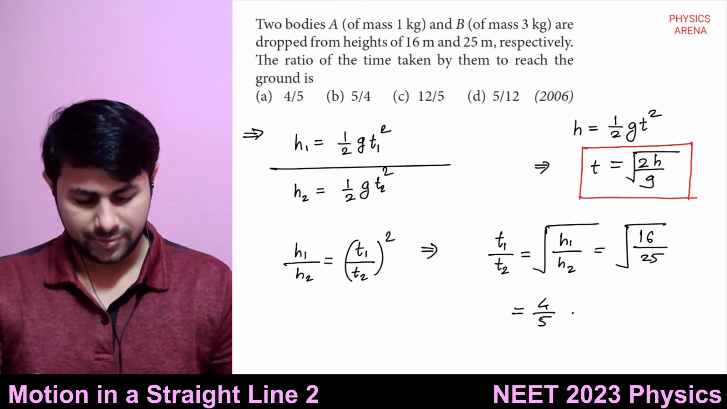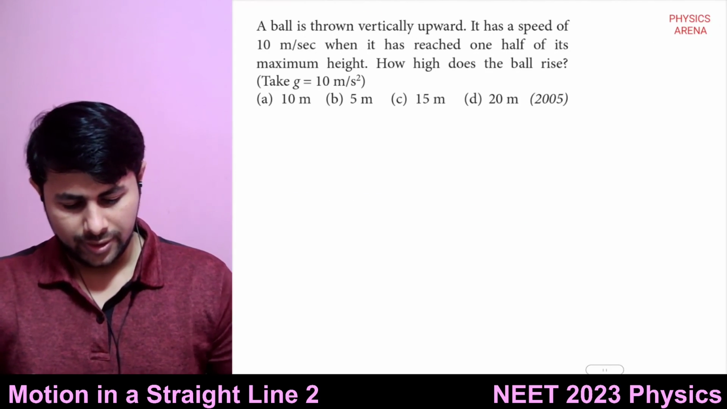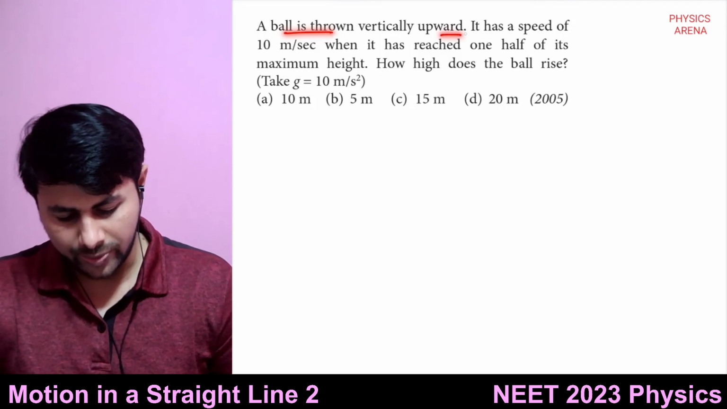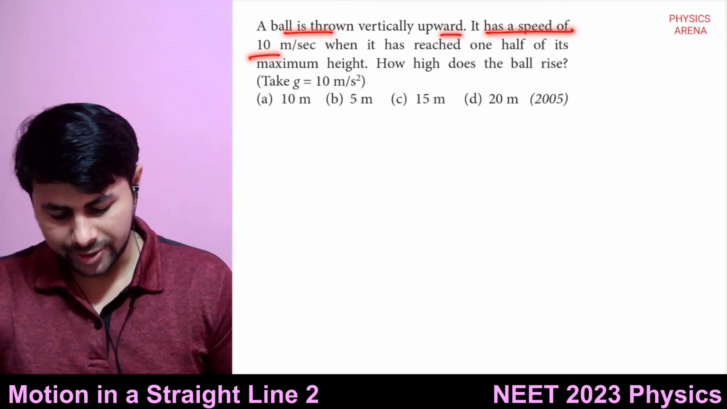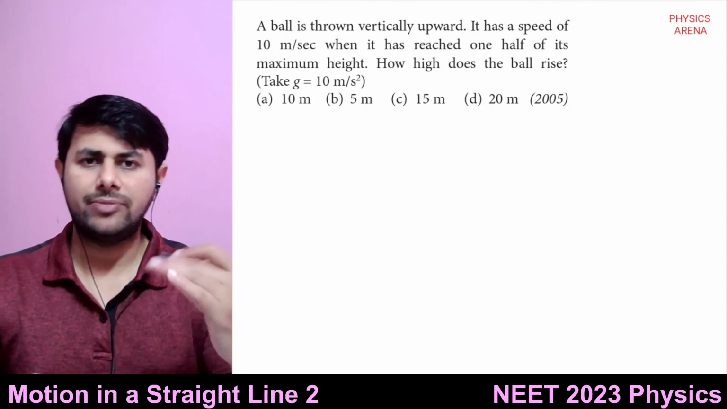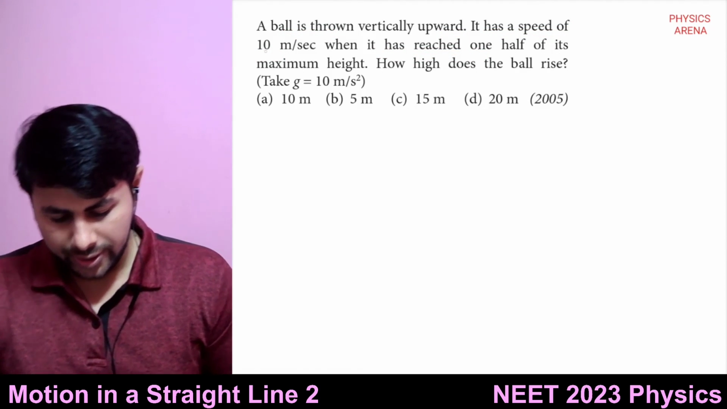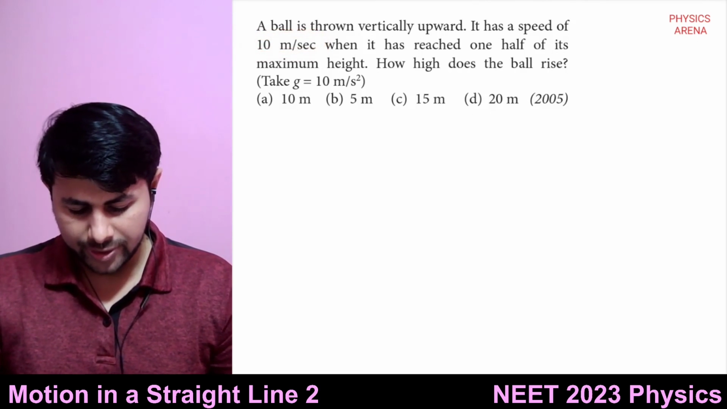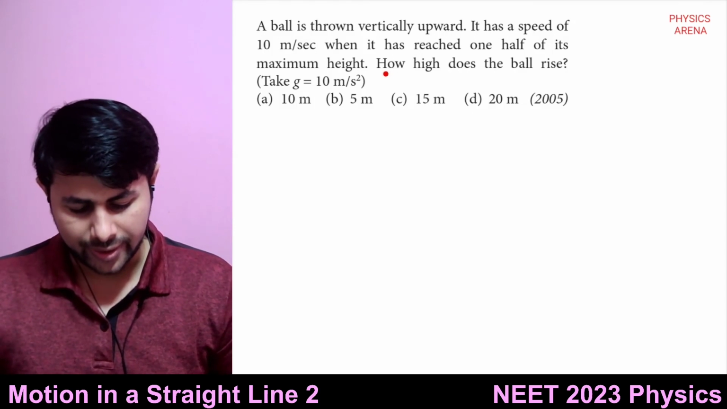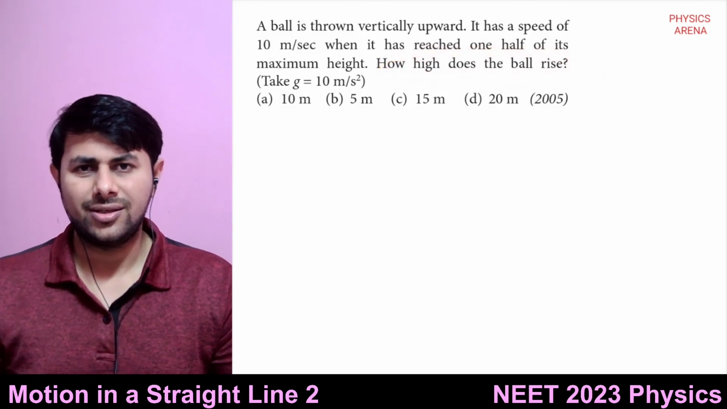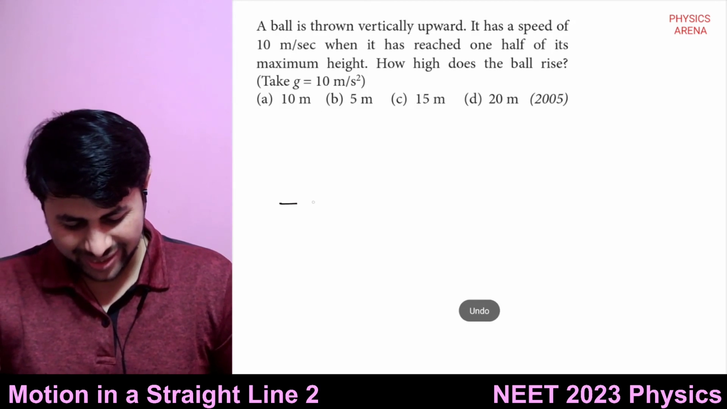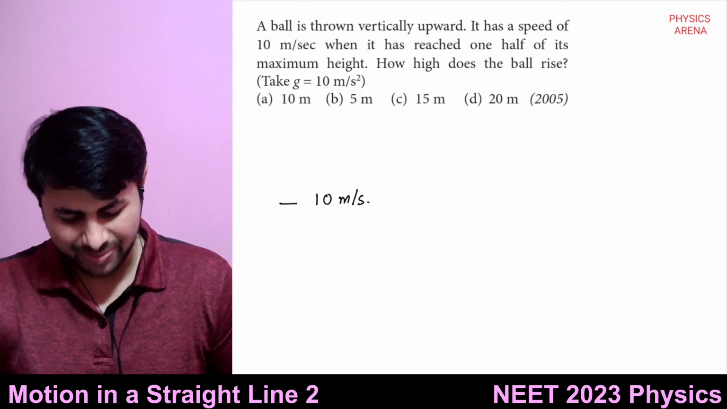Okay, let's move on to the next question. A ball is thrown vertically upward. It has a speed of 10 meters per second when it has reached one half of its maximum height. Okay, speed is 10 meters per second when it reaches 1/2 of the maximum height. How high does the ball rise? This is the question.